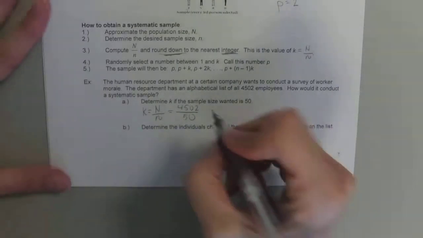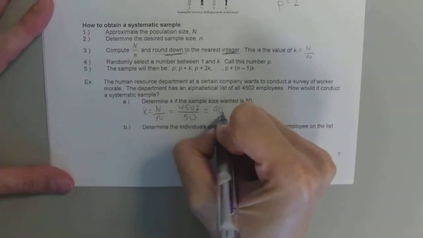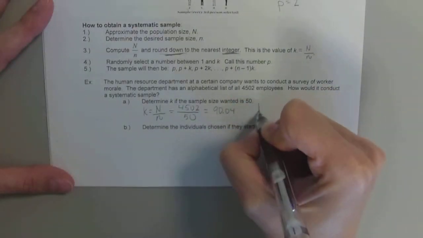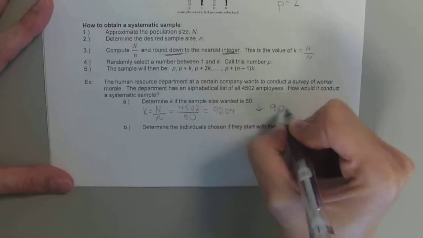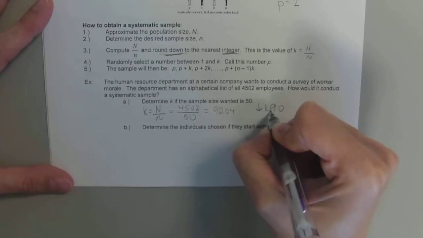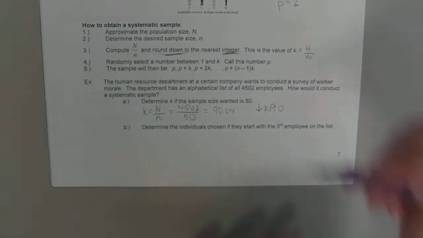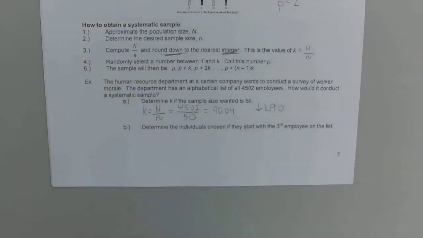What do you guys get? 90.04? Is that okay? Does that look right? But we have to round down, so it's 90. K equals 90. Sorry, I squeezed in the K equals, so it's a little tight. All right, so if this was 90.8, your K is still 90, all right? We don't want to go to 91 and jump over the last person.